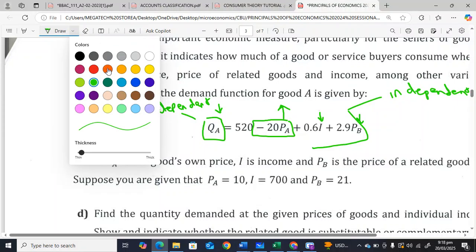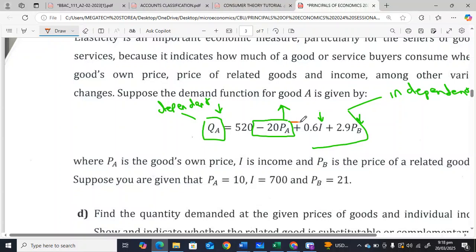When we come to I, we see there is a positive sign here. So there is a positive relationship between I and QA, income and the quantity demanded for good A. Since this is a positive relationship, if I increases, what will happen to QA?